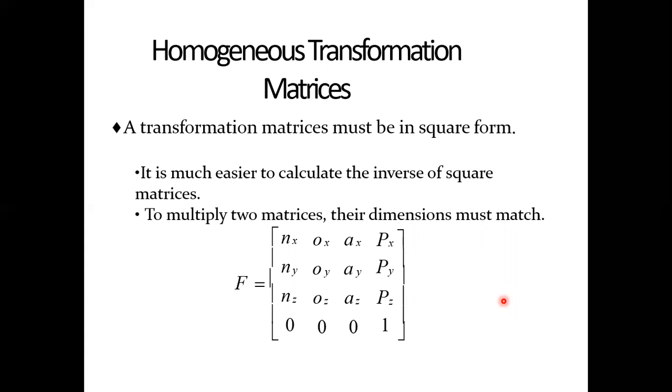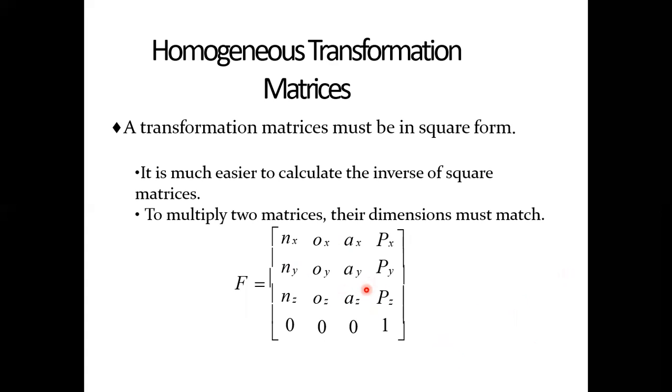That means if you transfer the end effector to a different position, that involves rotation and translation concepts. Okay, the transformation matrix must be in square form. It is much easier to calculate the inverse of a square matrix. To multiply two matrices, the dimensions must match. Yeah, this is the basic homogeneous transformation concept.